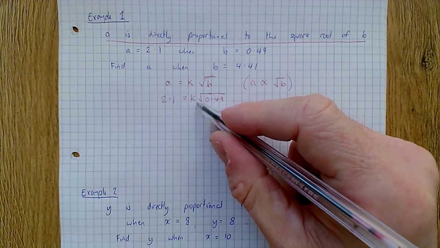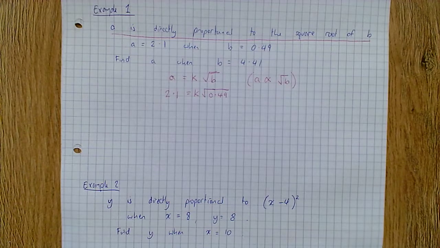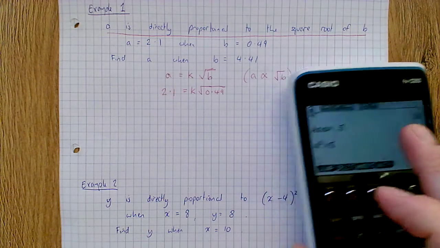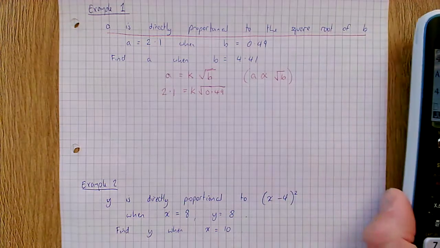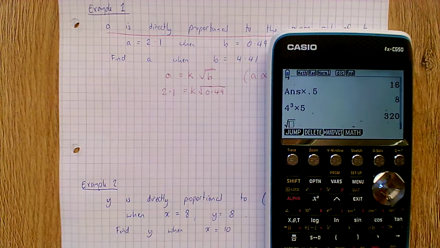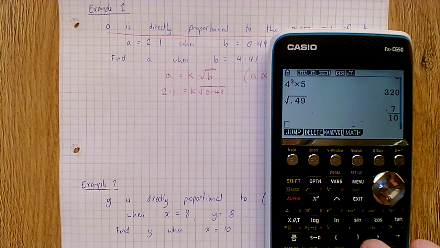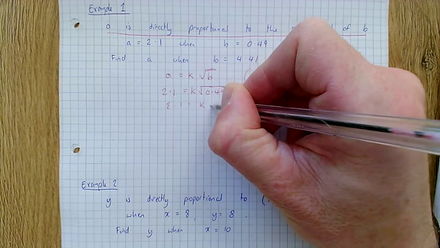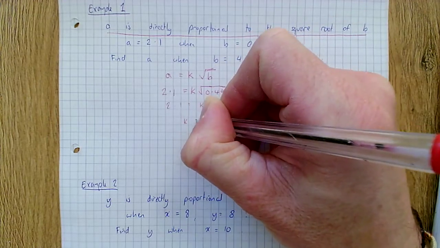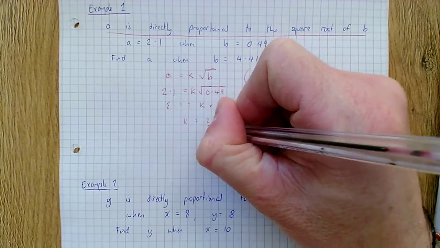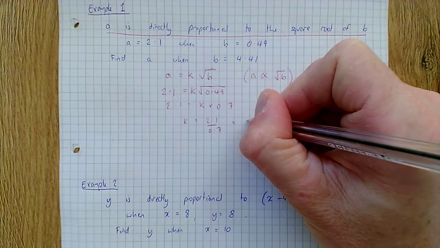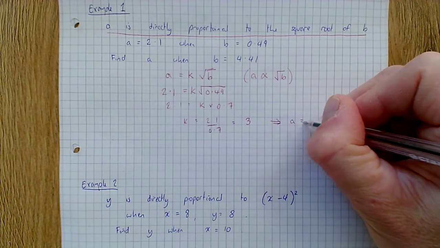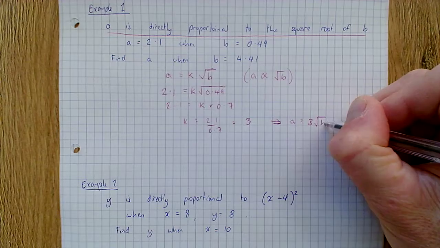Okay, so now we need to work out what K is. Before I even use my calculator, I could work out the square root of 0.49. So the square root of 0.49 is 0.7. So 2.1 is K times 0.7. So K is 2.1 divided by 0.7, which is 3. So we now know that A equals 3 times the square root of B.